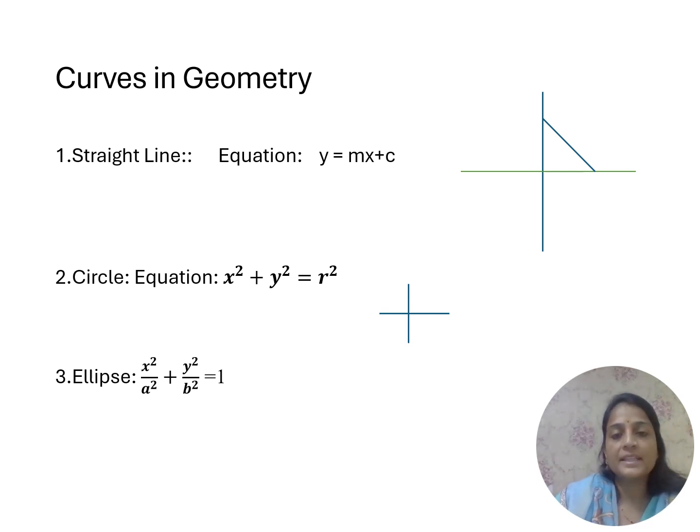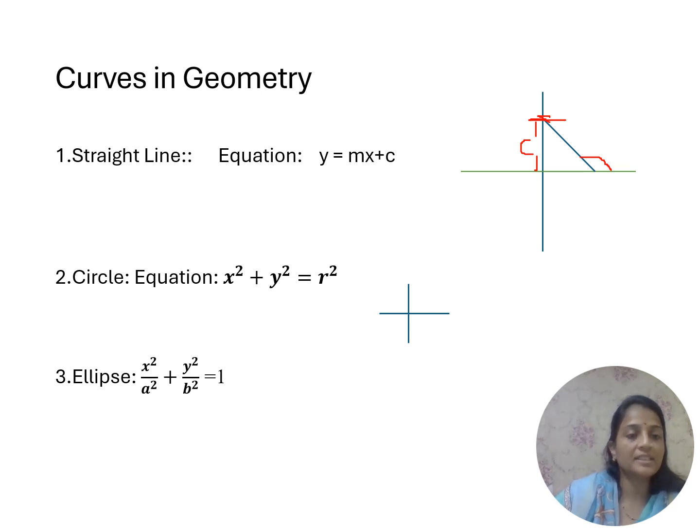Slope means the angle this straight line makes with the positive direction of the x-axis, and c is the intercept. That means this line cuts the y-axis at this point, and this distance is c. That means c is the intercept of this straight line on the y-axis. Okay, so y = mx + c is the equation of a straight line. Here m is the slope and c is the intercept on the y-axis.